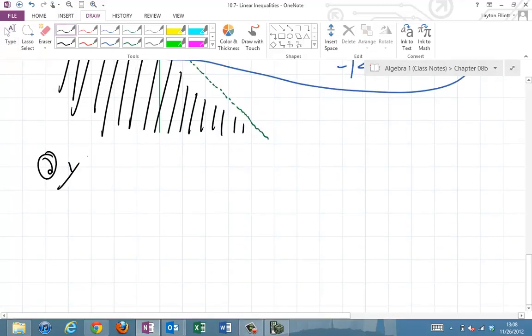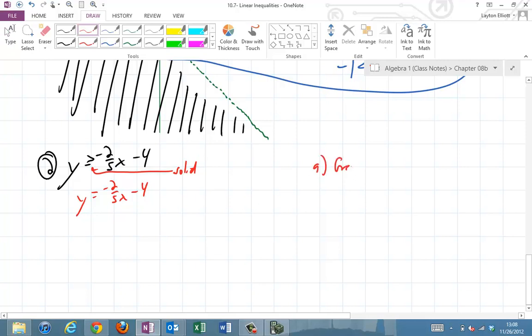So, our next one, y is greater than or equal to -2/5 x minus 4. To start, we want to graph y equals -2/5 x minus 4. We graph it with a solid line because we have a greater than or equal to. So we're going to go through our steps here on how to do this.